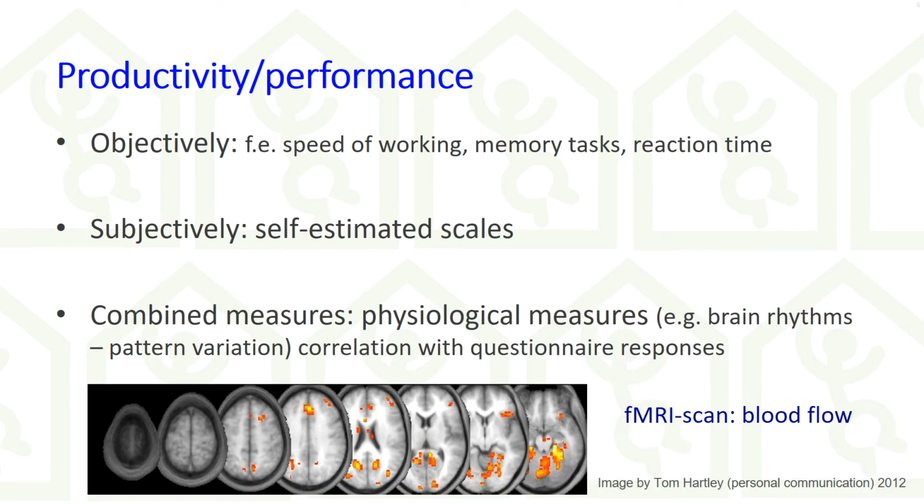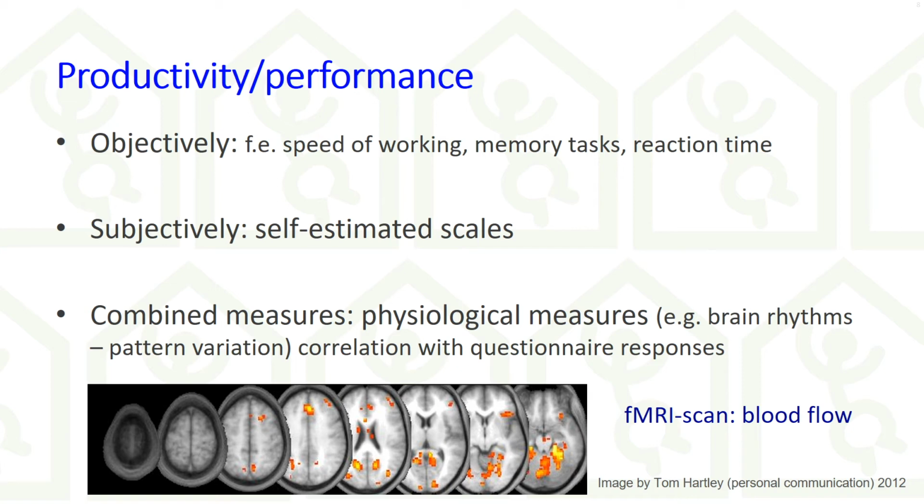That brings us to productivity. Productivity has been and can be measured in different ways. Objectively, by for example measuring the speed of working and the accuracy of outputs by designing very controlled experiments with well-focused tests. Subjectively, by using self-estimated scales and questionnaires to assess the individual opinions of people concerning their work and environment.